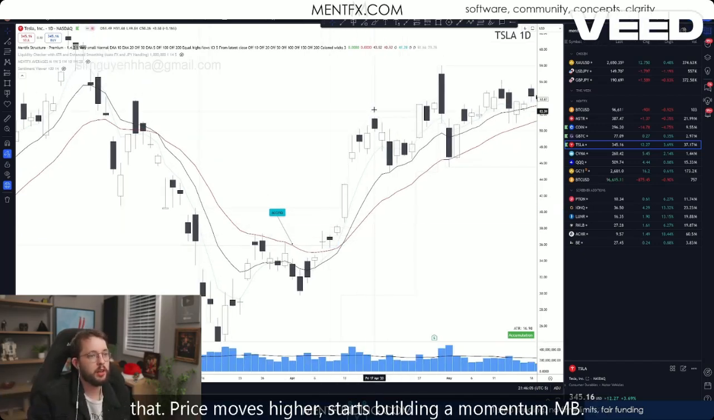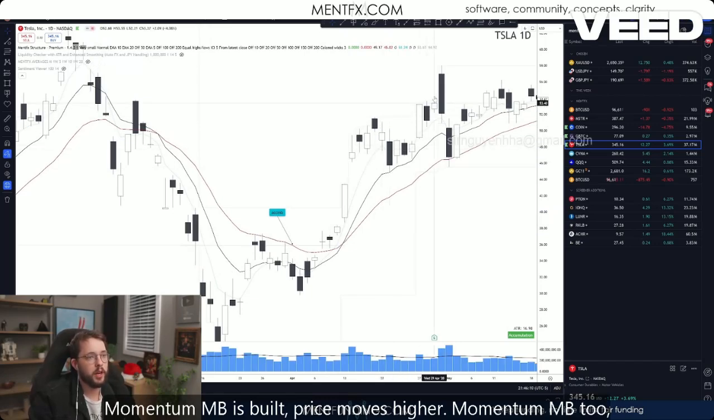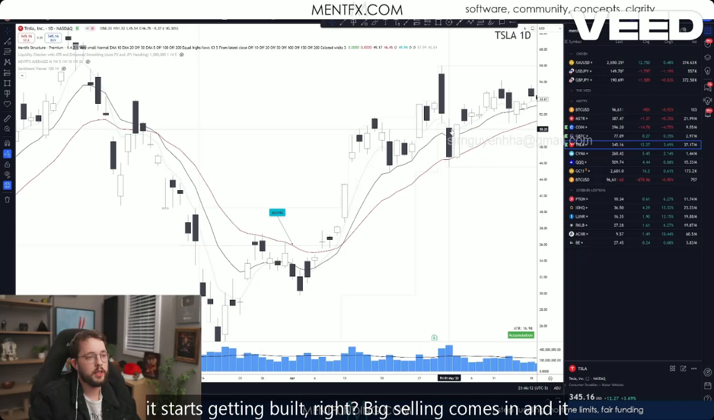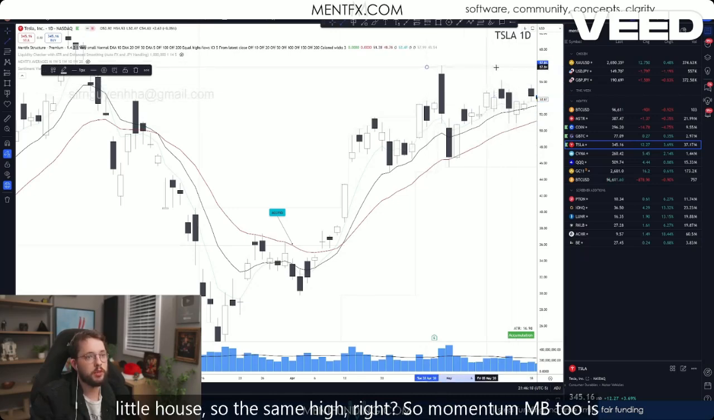Price moves higher, starts building a momentum MB. Momentum MB is built, price moves higher. Momentum MB2, it starts getting built, right? Big selling comes in, then it kind of plays around. Then you get this thing under the same little house, so same high, right? So momentum MB2 is being built.